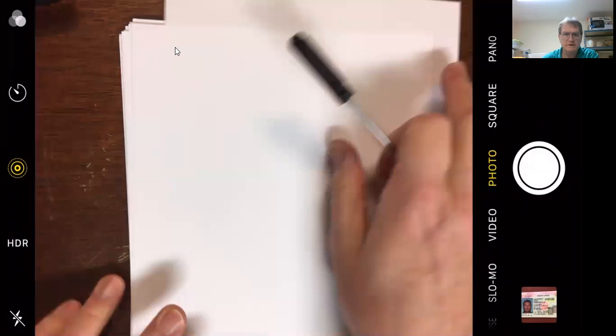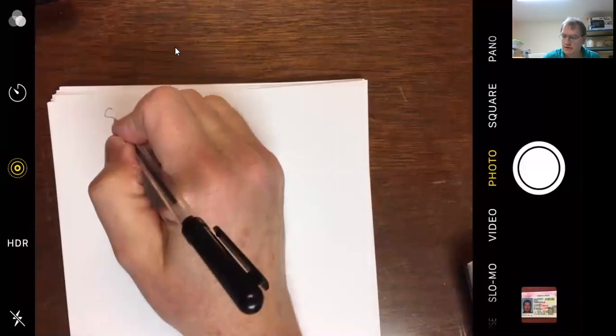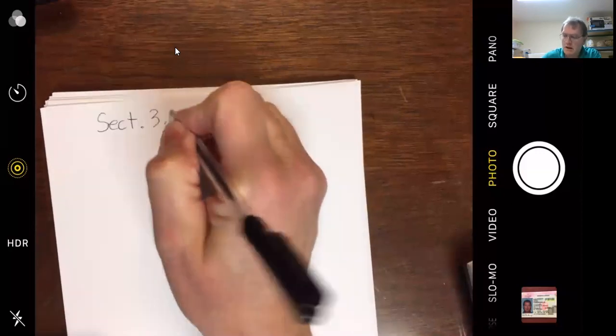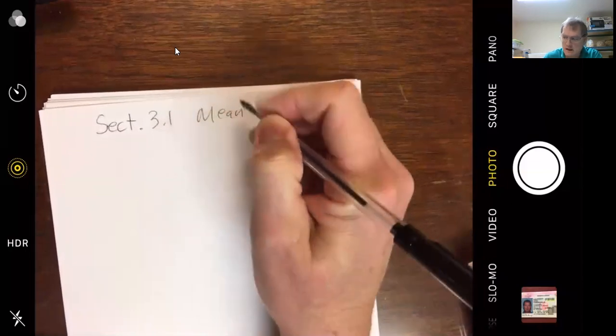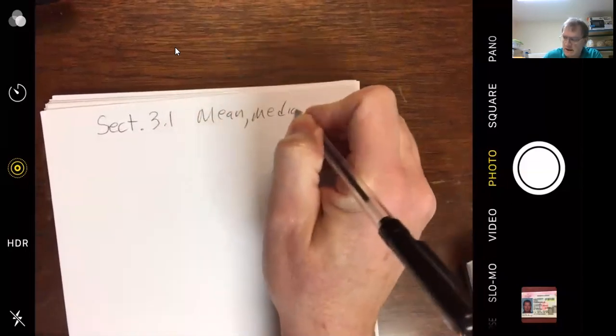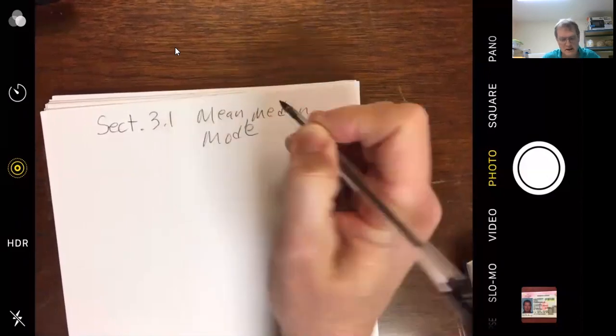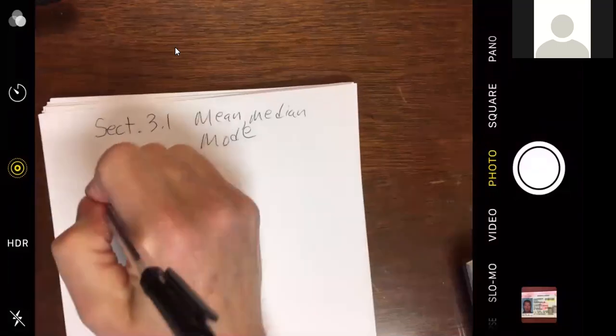And hopefully some people will join us. Why don't we just start covering mean, median, and mode and go over the calculator again. Sections 3.1 and 3.2, section 3.1, about mean, median, mode. So let's see. Maybe I'll just pick a problem page.